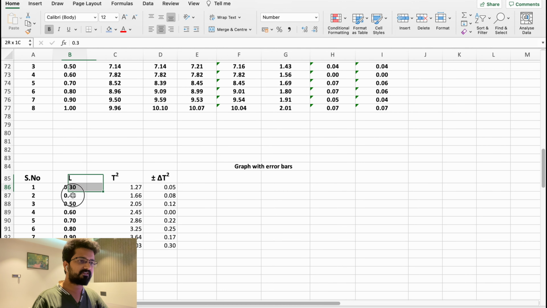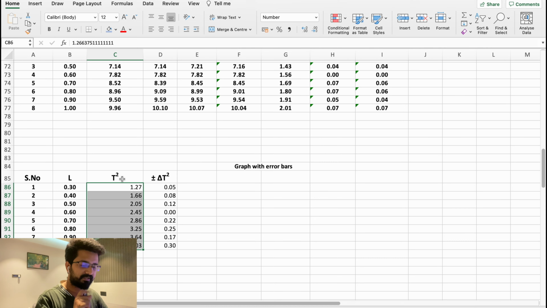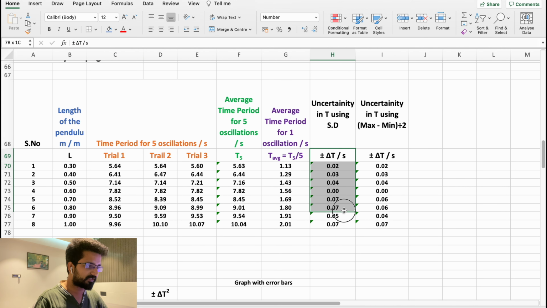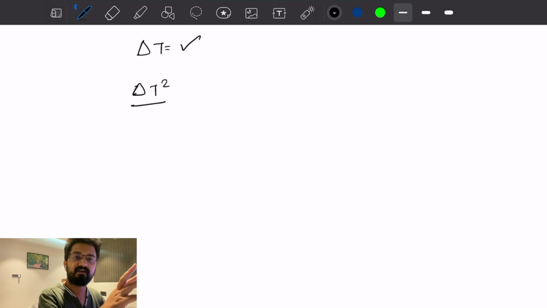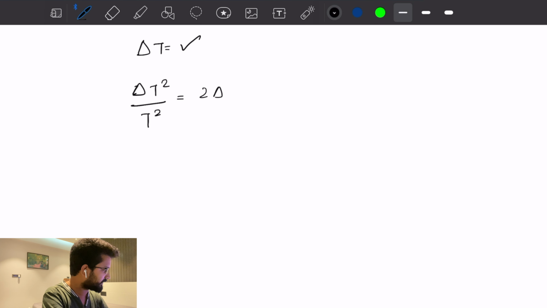So I have the values of length back again, copy pasted from above, and I have values of T squared. But the uncertainty that I've calculated is the absolute uncertainty in the time period, and I wanted the absolute uncertainty in T squared. So let me show a small calculation here. If you have the uncertainty in the time period, the uncertainty in T squared can be calculated using fractional uncertainty, which is delta T squared by T squared equals 2 times delta T by T. That implies delta T squared equals 2 times delta T by T times T squared, which equals 2 times delta T times T.